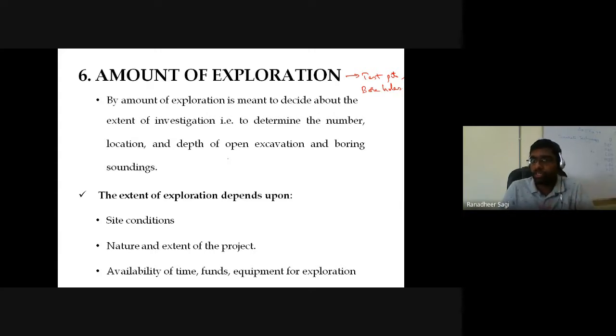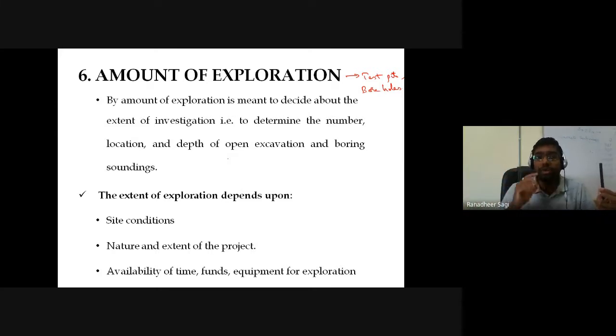Even for a test pit, what should be the depth to which I can extend the pit excavation? Should I go for 1 meter, or 2 meters, or 10 meters, or 20 meters? And likewise, for boreholes of such depths, how many boreholes should I make? Whether I should make 1 or 10 or 100.